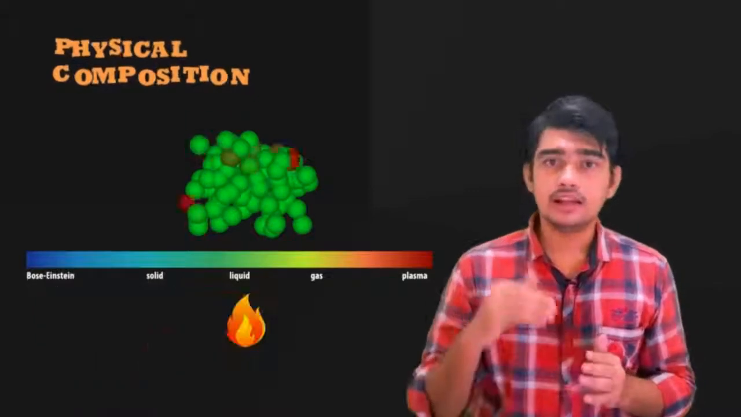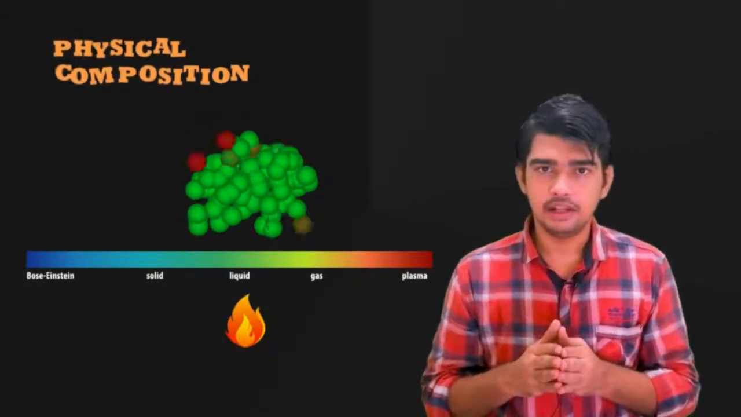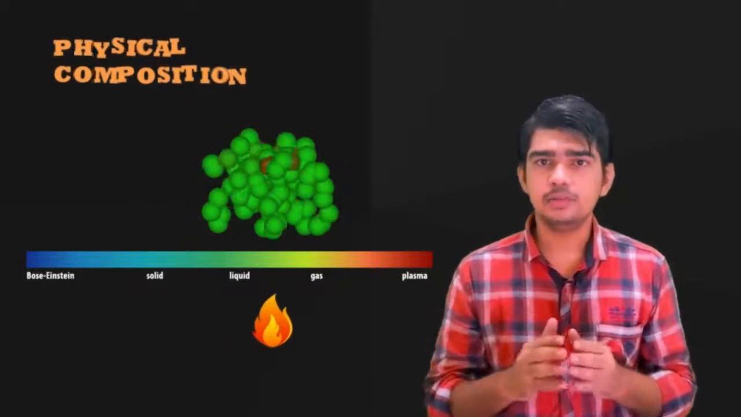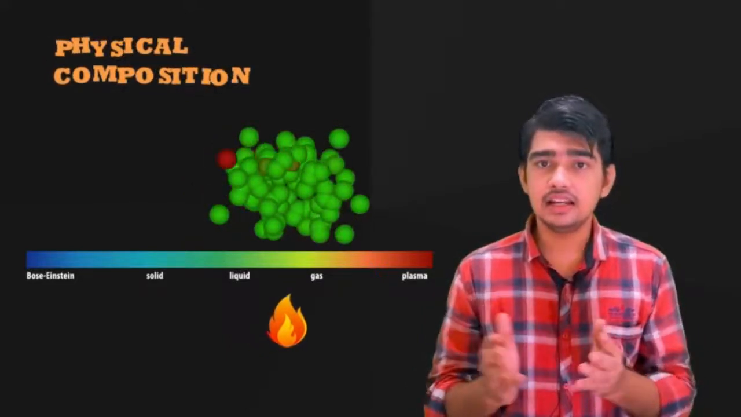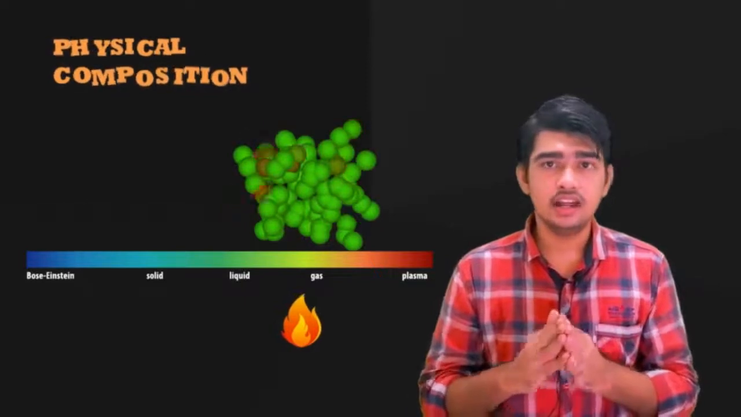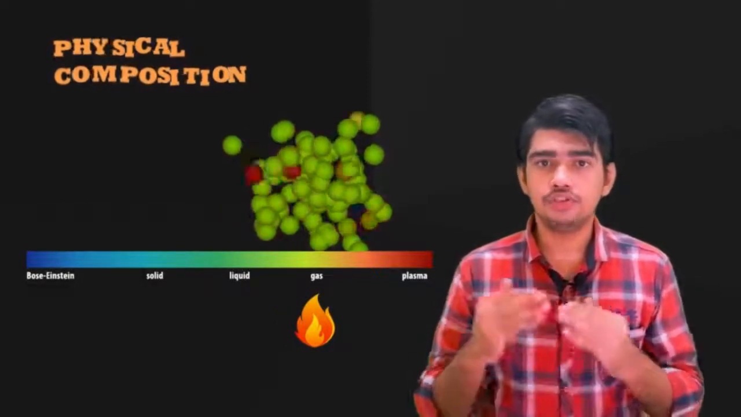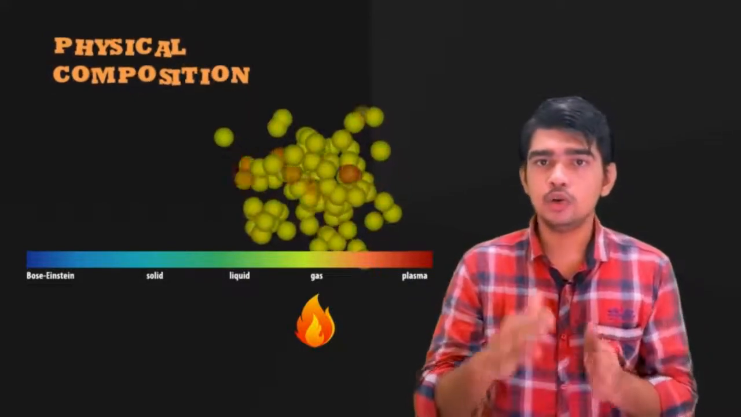Now, let's again increase the temperature of the matter. Now you can see that the distance between the atoms is increasing further, and again at particular temperature, the states of matter is going to change from liquid to gas.